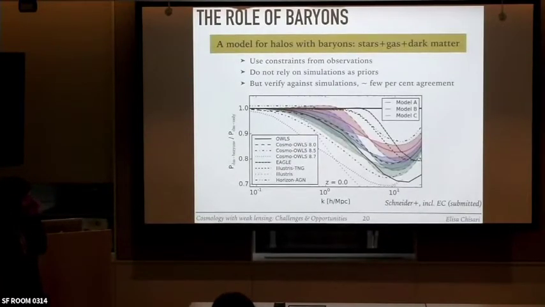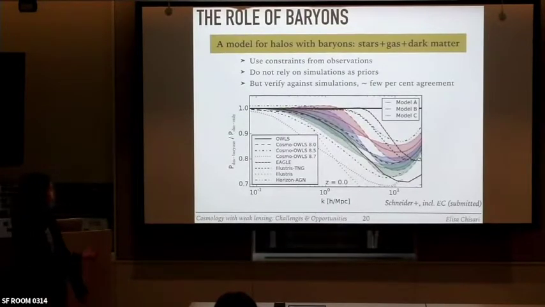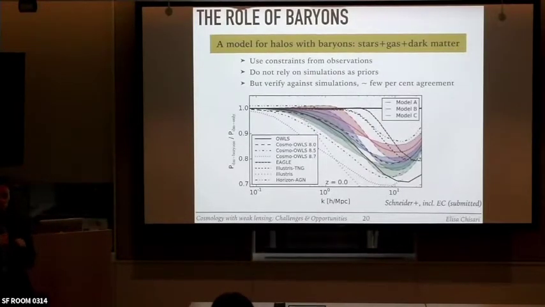And so in order to do that, here's an example of a proposed method, where instead of having a hydro simulation, we have a dark matter simulation where we modify the positions of the particles a little bit to account for the effect that the stars and the AGN are having on the distribution of matter. And we do that by using the observational constraints that we have available.